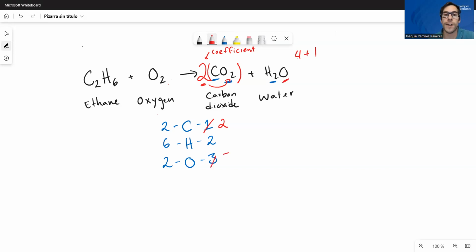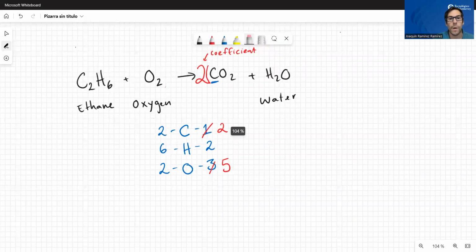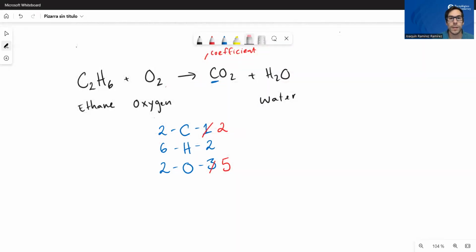So I have a total of 5 oxygen atoms now. Okay, so I will erase this, so we simplify the drawing. Remember that the coefficient affects the whole molecule. So I will write it again here too. Now, we have balanced the carbon atoms. We can now move on to the hydrogen atom.